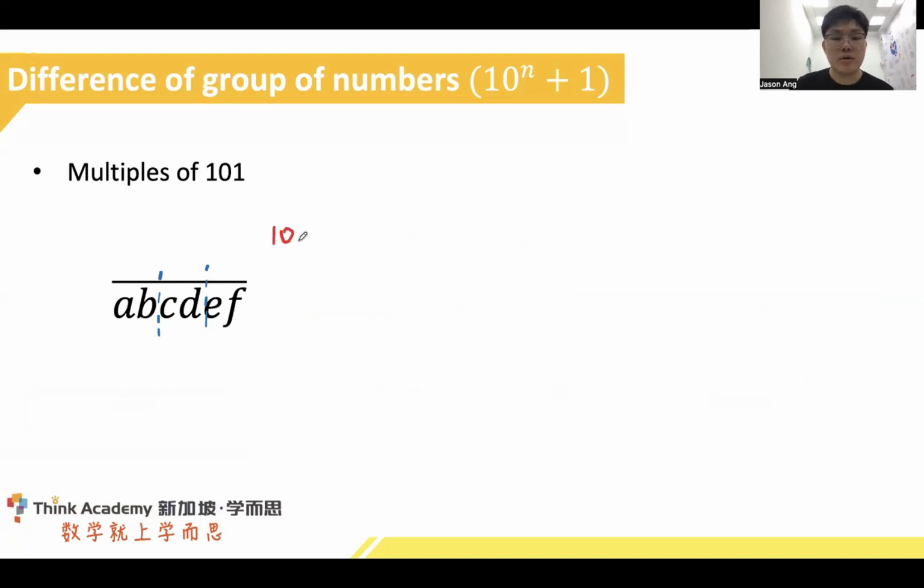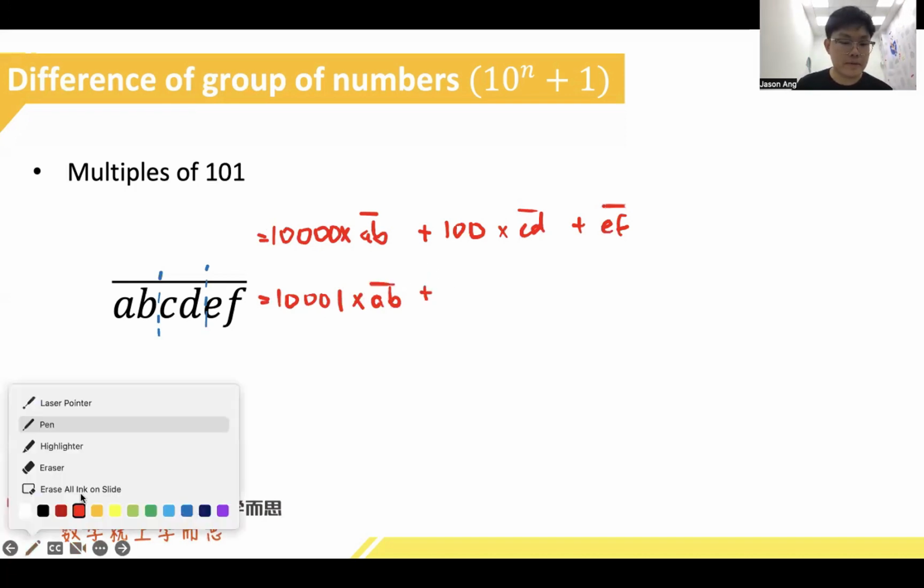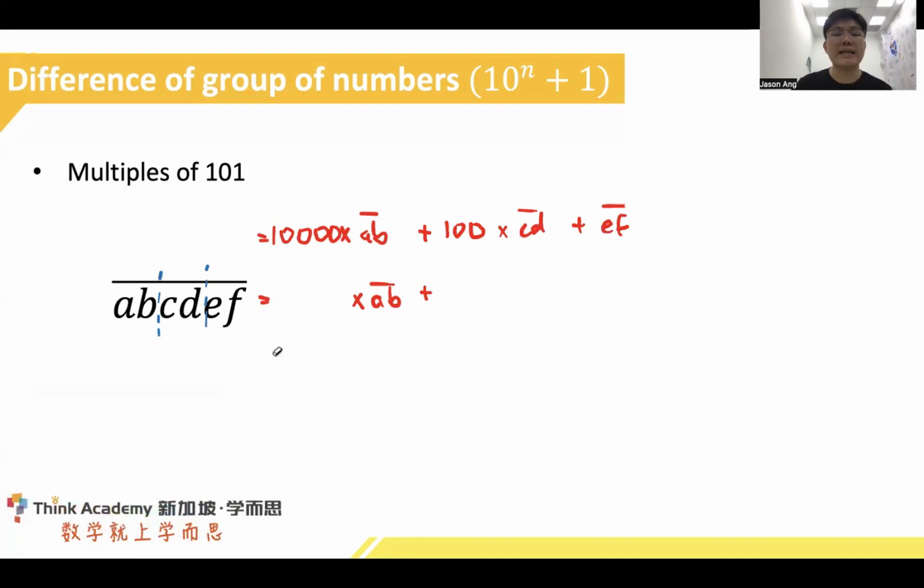It's going to give us 1000 times AB plus 10,000 times AB plus 100 times CD plus EF. And again, this can then be broken down into 10001 times AB. And after that, I made a small mistake again. This is 9999 times AB plus 101 times CD. Then after that, your EF.